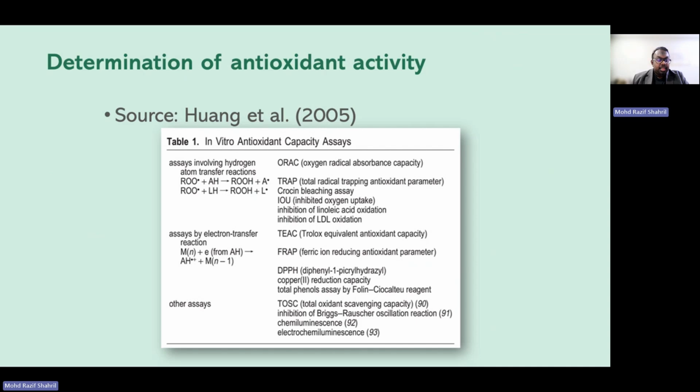So there are many in vitro assays based on these mechanisms. Assays involving HAT include ORAC, which stands for oxygen radical absorbance capacity, and TRAP, the total radical trapping antioxidant parameter. On SET, we have TEAC, the Trolox equivalent antioxidant capacity, and FRAP, the ferric ion reducing antioxidant parameter.